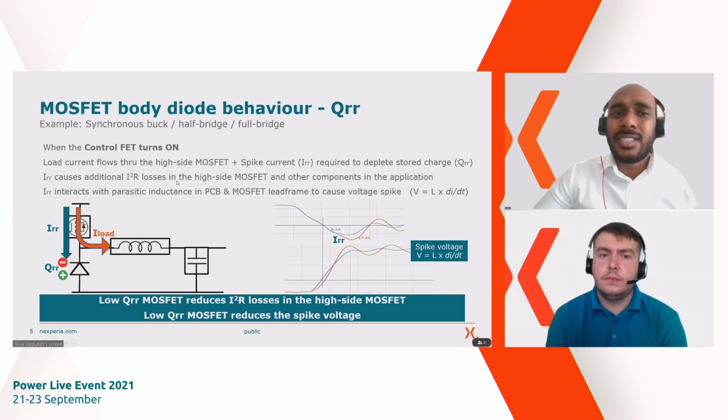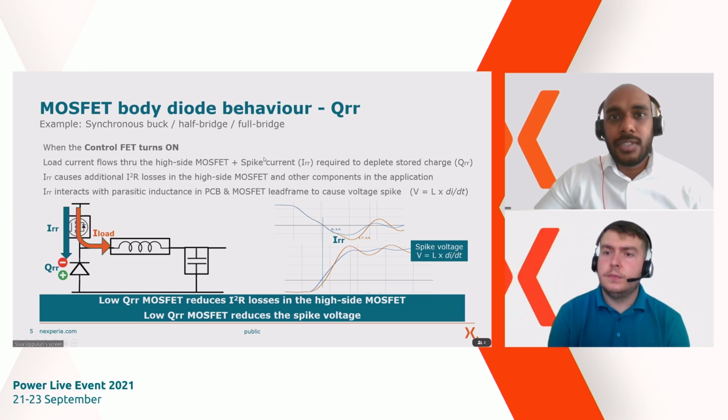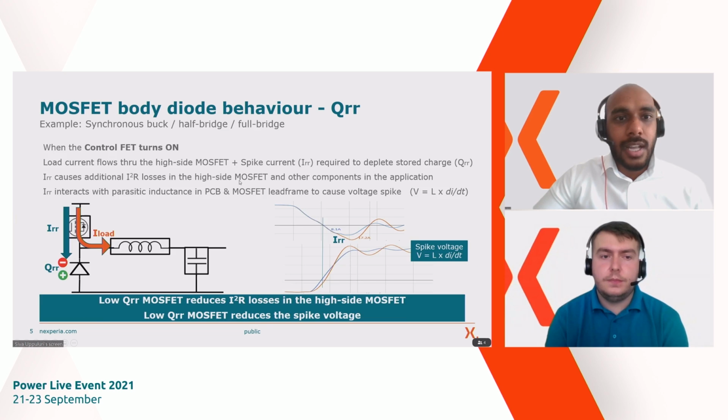Not only does it result in I²R losses, but these current peaks with fast rising and falling edges interact with the parasitic inductances in the PCB and the MOSFET lead frame itself, which results in voltage spiking. The voltage spike can affect the MOSFET's performance anywhere from deteriorating its operational ability over the lifetime to instantly killing it. So let's go to the next slide.